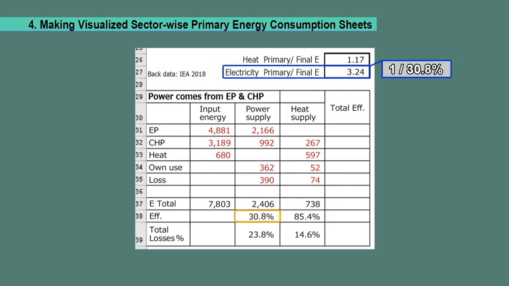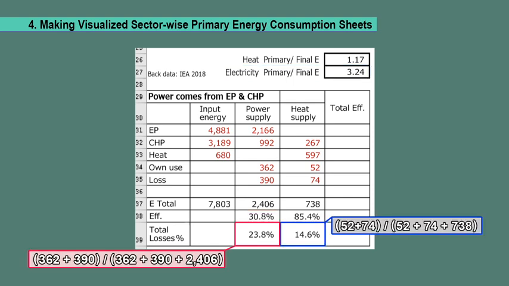Next, electricity generation efficiency is 30.8%. 3 times more primary energy than the output is needed. Calculate this ratio between primary and final energy for electricity. The bottom row is just for reference. It shows the rate of total losses from plant's own use and transport against supply.